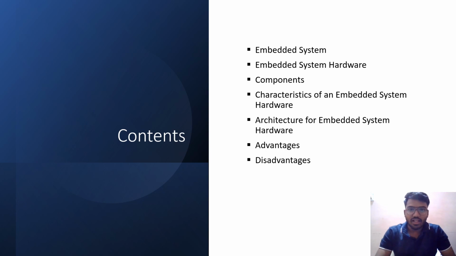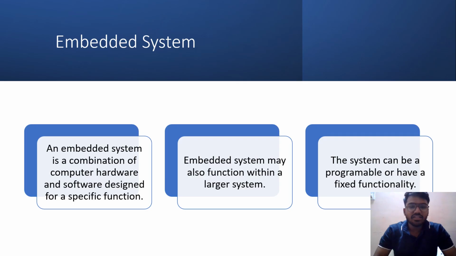Moving to the next slide. Embedded system. What is an embedded system? An embedded system is a combination of computer hardware and software designed for a specific function. An embedded system may also function within a larger system. The system can be programmable or have a fixed functionality.